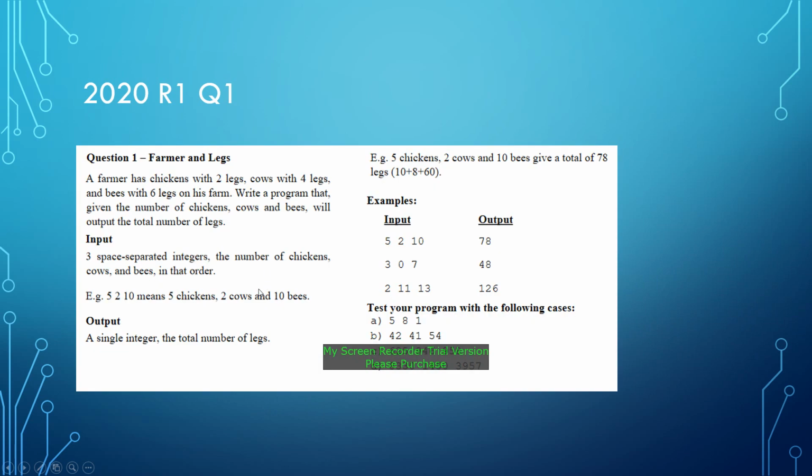Okay, let me just quickly read the question for Keenan and Kylie. So the input, you have to use 3 space separated integers. The first one will be the number of chickens, the second one the number of cows, and the final one will be the number of bees, in that order. So if we input 5 2 10, that will mean 5 chickens, 2 cows, 10 bees. All right, so we want the number of legs. With the chickens, this will be 5 times 2. This will be 2 times 4, and this will be 10 times 6. So then we just add the total. So we have 78 legs on the farm.